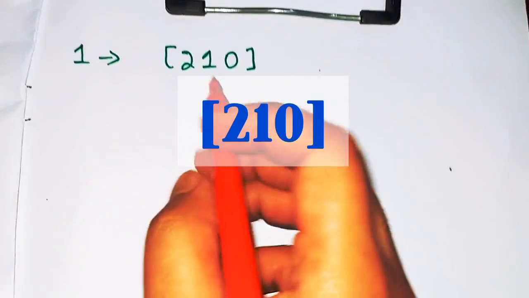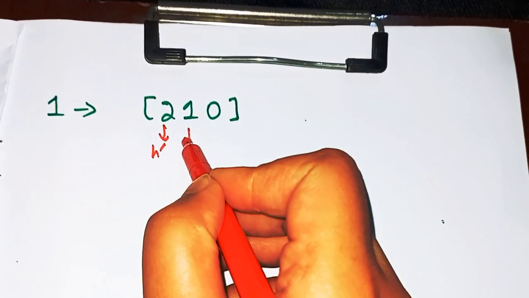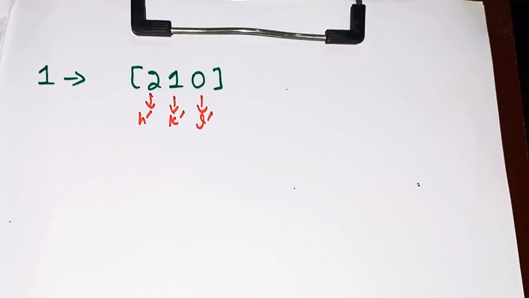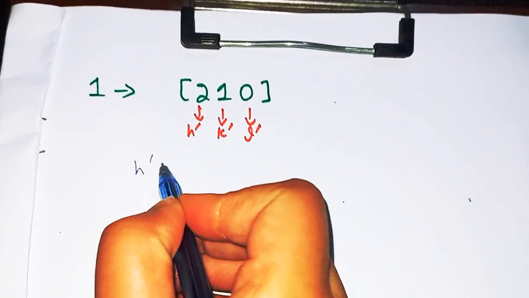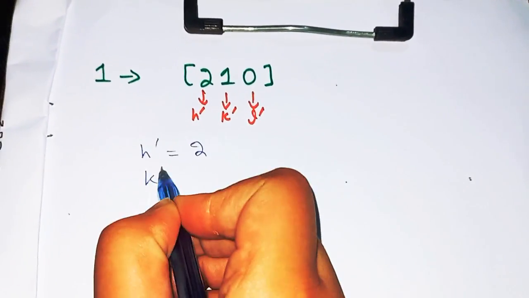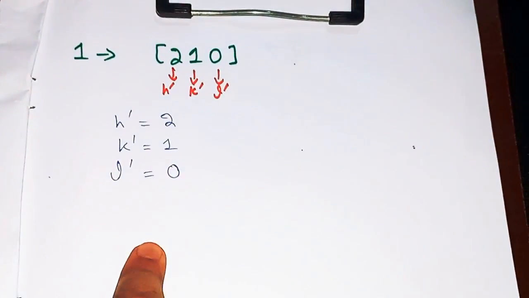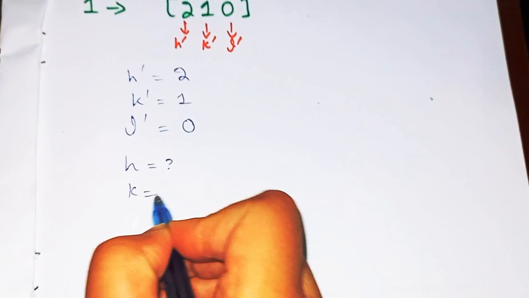Here we go with the first direction, and we can see it's 2 1 0. This is h prime, this is k prime, and this is l prime. That was really simple. We can write them here: h prime equals 2, k prime equals 1, and l prime equals 0. These are the Miller indices. Now we need to calculate h, k, i, and l. There must be a formula. Let's write down the formula that we'll be using.